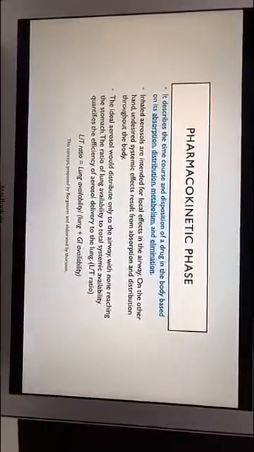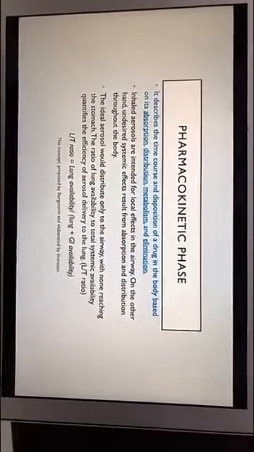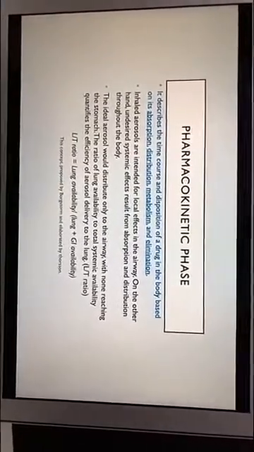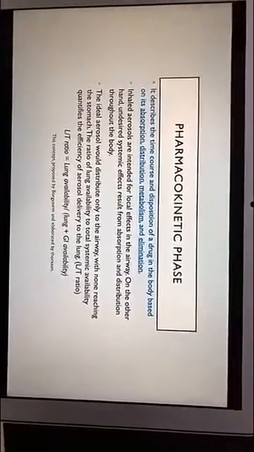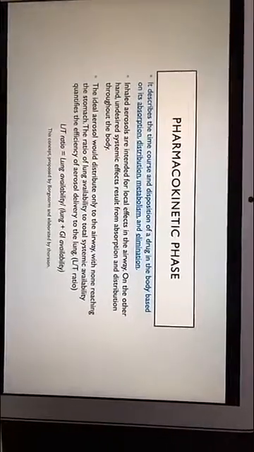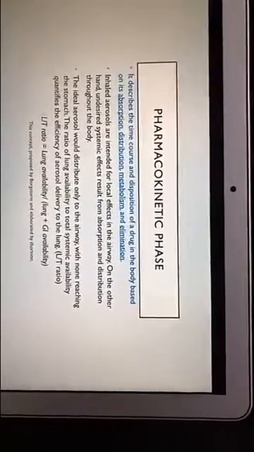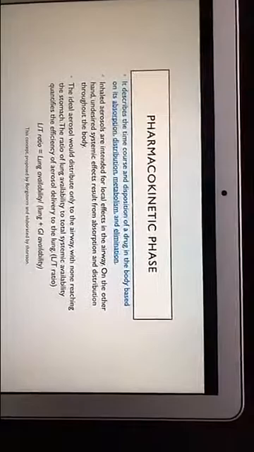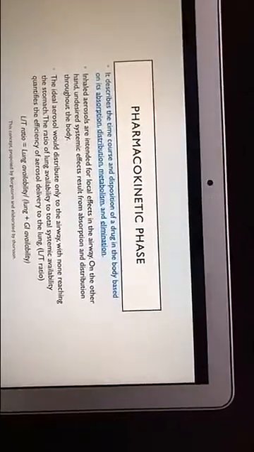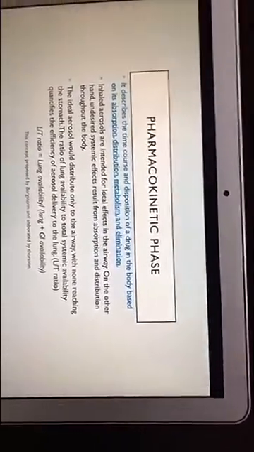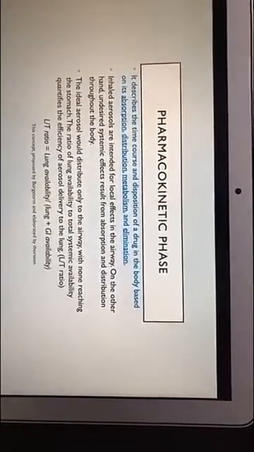The pharmacokinetic phase describes the time course and disposition of a drug in the body based on its absorption, distribution, metabolism, and elimination. Inhaled aerosols are intended for local effects in the airway. On the other hand, undesired systemic effects result from absorption and distribution throughout the body. The ideal aerosol would distribute only to the airway, with none reaching the stomach. The ratio of lung availability to total systemic availability quantifies the efficiency of aerosol delivery to the lung through this equation: lung availability over lung plus gastrointestinal availability.